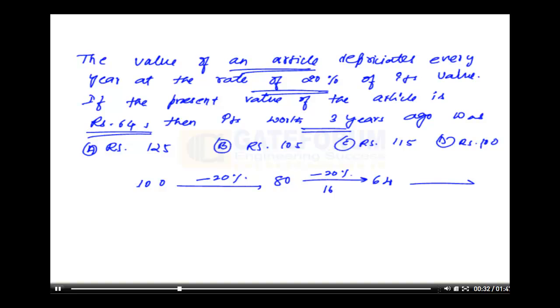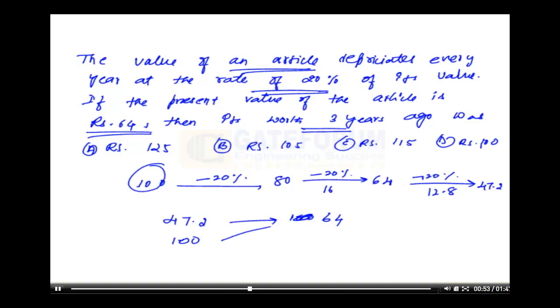64. Now after 2 years again it will decrease by 20%. 20% of 64 is nothing but 12.8, so the required value will be 47.2. This 47.2 is nothing but the present value, which is given as 64. Now we need the original value, that is 100, is how much? If we calculate 64 into 100 by 47.2, which is nothing but 125.